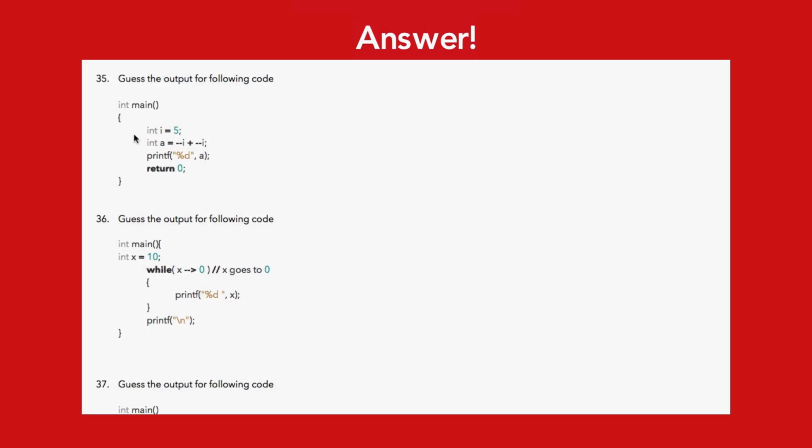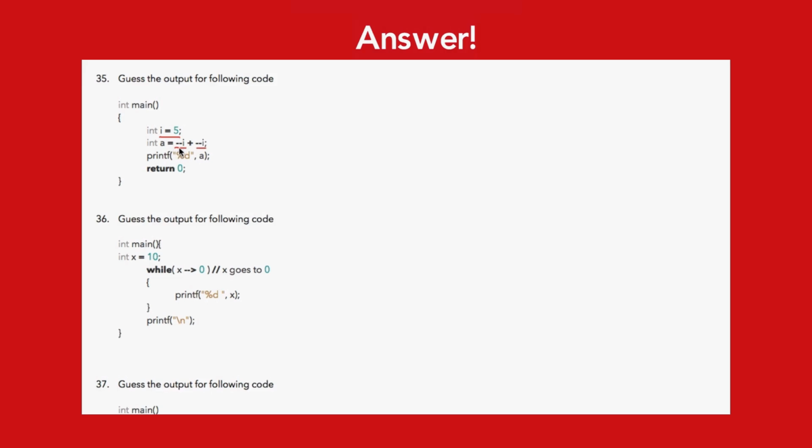Time's up. Here is the answer. So we have i equal to 5 over here. Then we have the statement a equal to --i + --i. Now notice that there is a recurrence of i twice over here. So in such cases, to remove ambiguity, precedence is given to increment or decrement order.